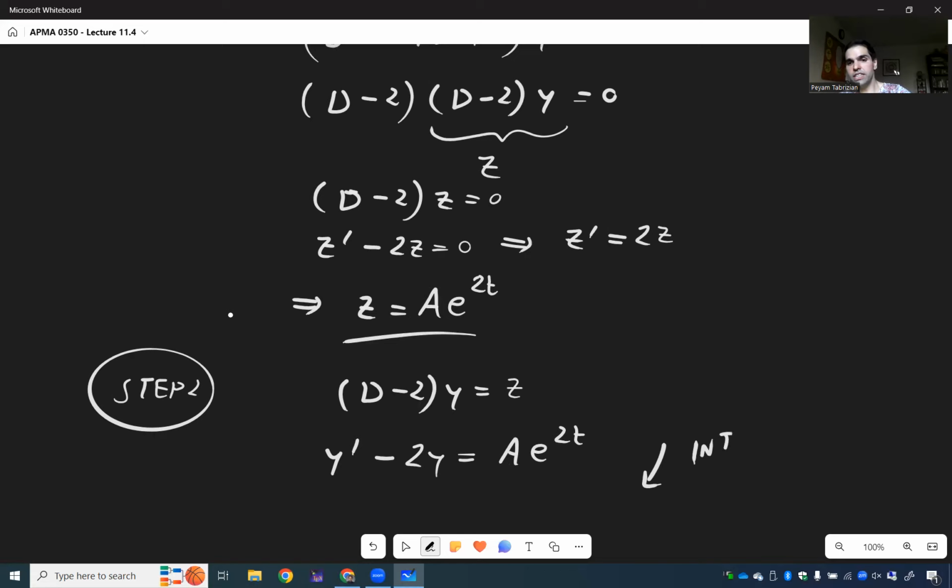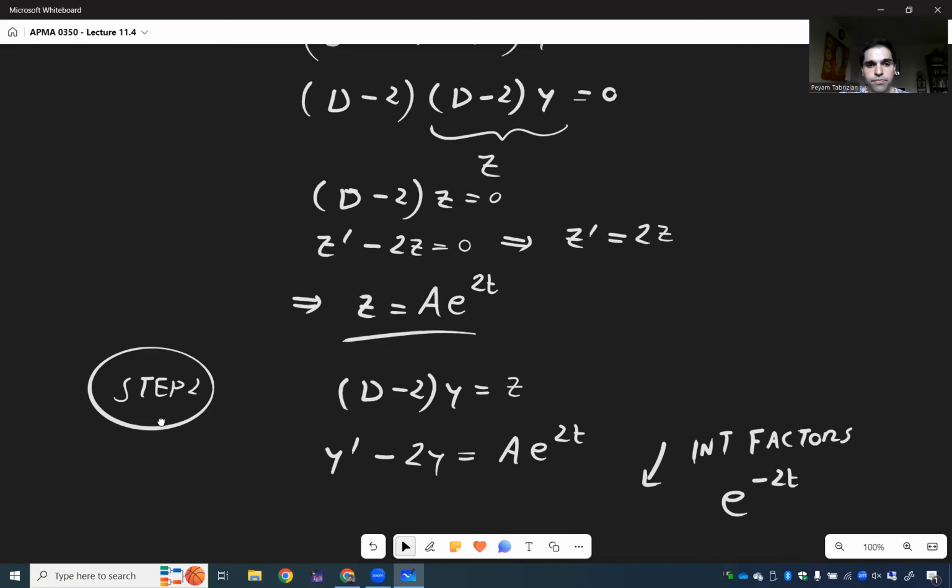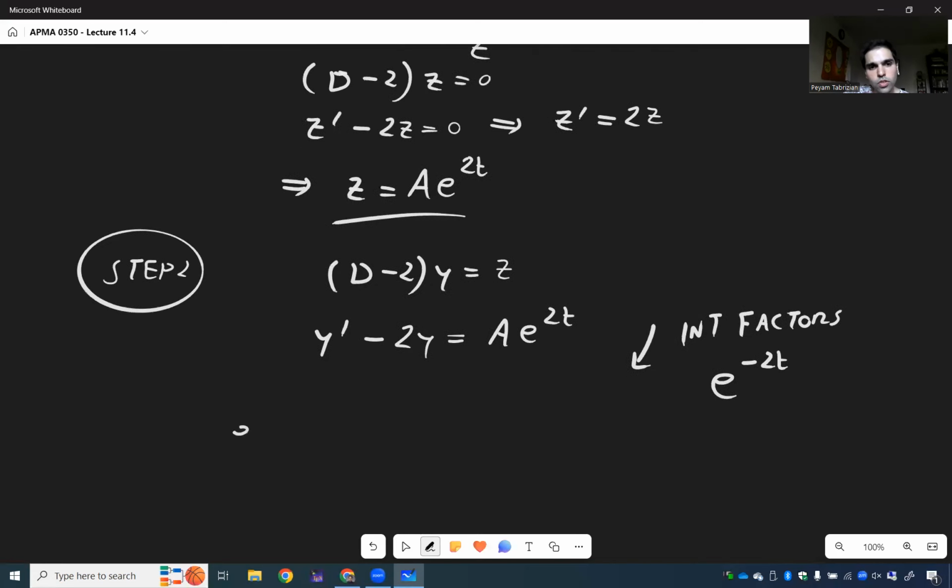And now we want to use integrating factors. So we want to multiply by e to the at. So in this case, e to the minus 2t. So we get e to the minus 2t y prime minus 2 e to the minus 2t y is ae to the 2t times e to the minus 2t.